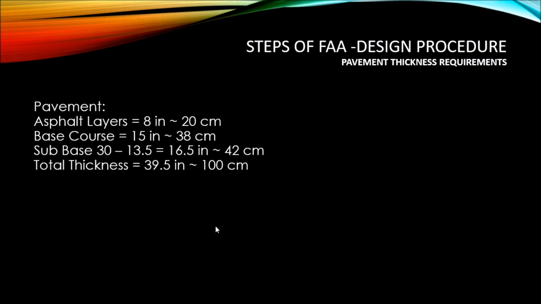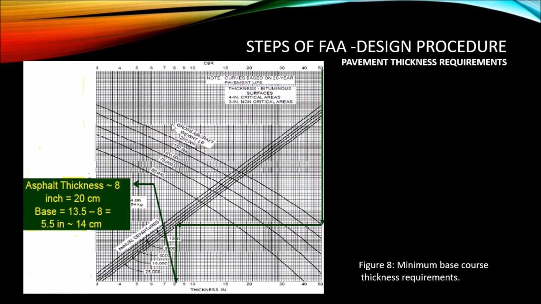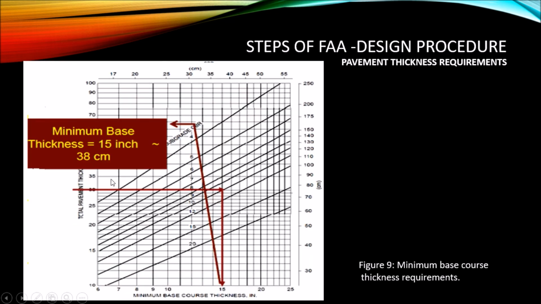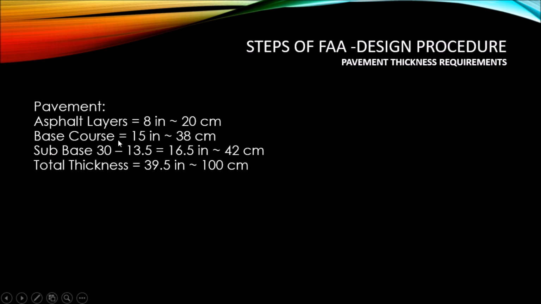So this will give us a design summary. You can see asphalt layers 8 inches, which is what we got from here. Then we also have base course, the thickness for the base course is 15 inches. We had 5.5, but the minimum should be 15 from what is recommended by FAA, and is equivalent of 38 centimeter. Then we have sub base.